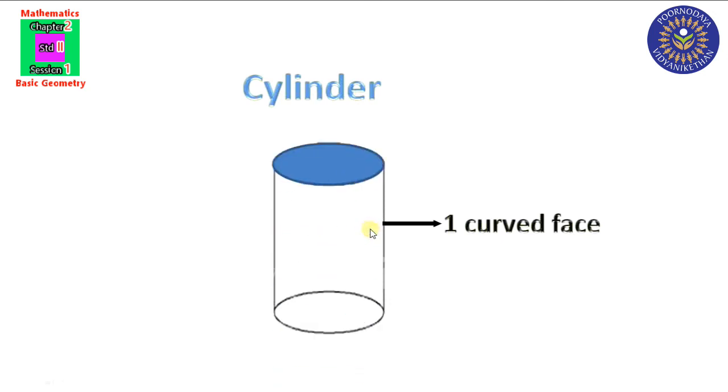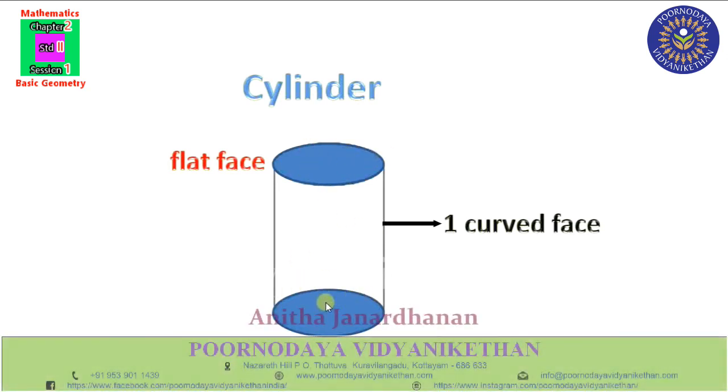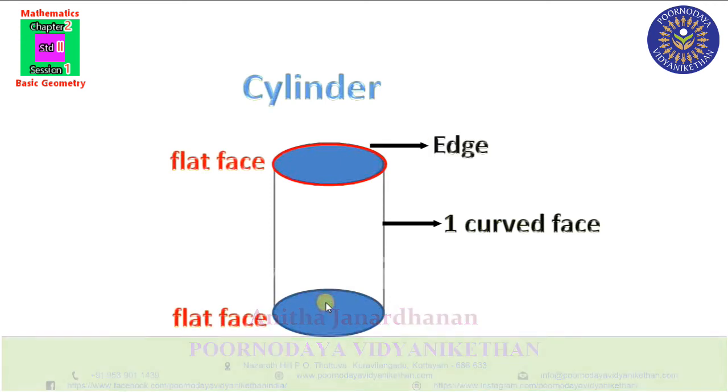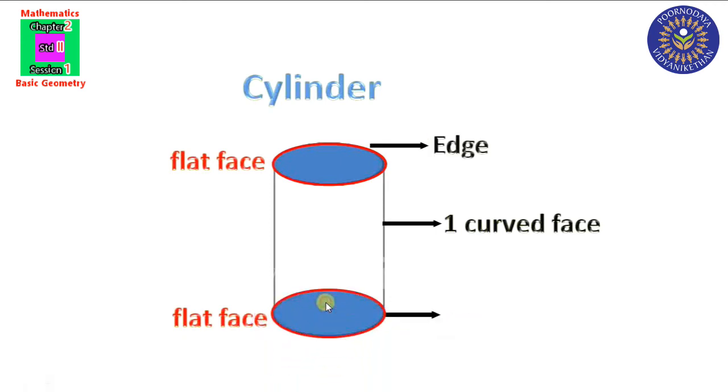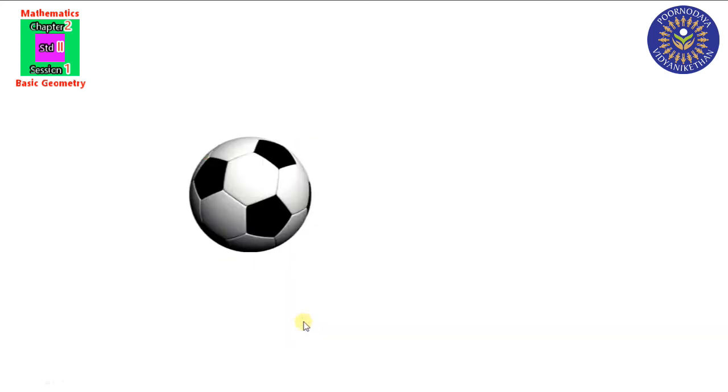Also it has two flat circular faces. See, the up and bottom, there are two flat circular faces. Okay. Next, it has two circular edges. Now, look at the figure. A cylinder has one curved face, two circular edges and two flat circular faces.